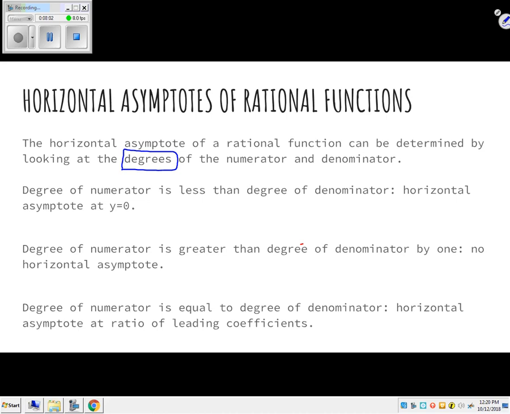And what I like to do on this is I like to turn it into a competition. Degree of the numerator is less than degree of the denominator. Well, in my eyes, that means that the denominator won. The denominator has a bigger degree, okay? And I will actually come down here and say, hey, guess what? The bottom wins. When the bottom wins, he gets to decide what he wants to do with the horizontal asymptote. And so anytime the bottom wins, he decides that he wants to put a horizontal asymptote at y equals 0.